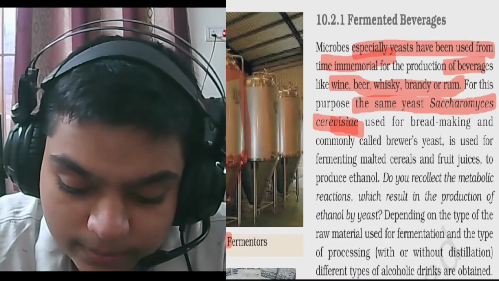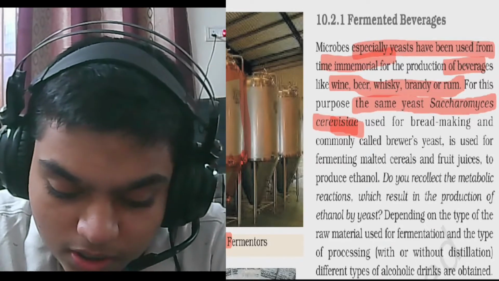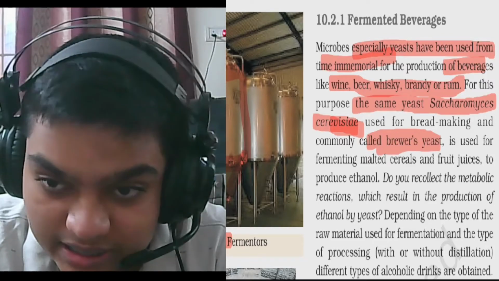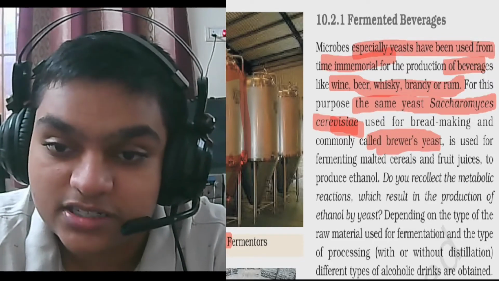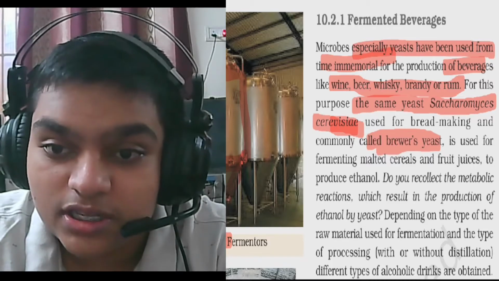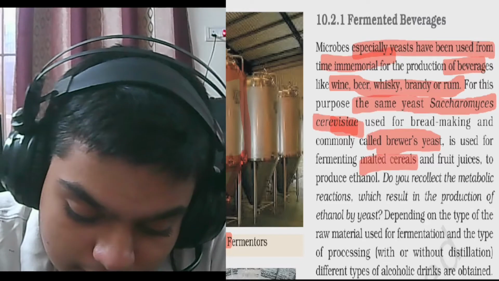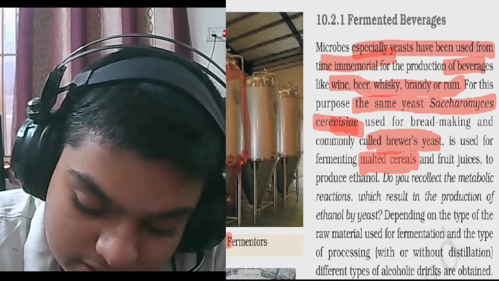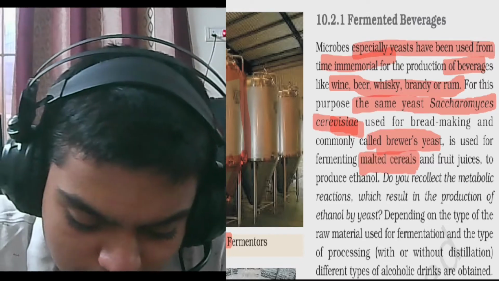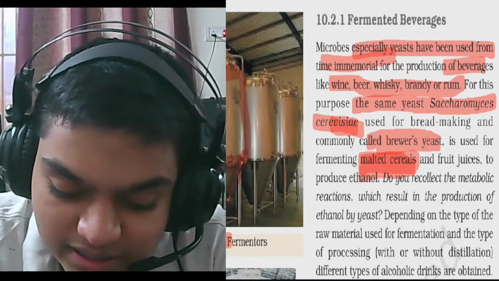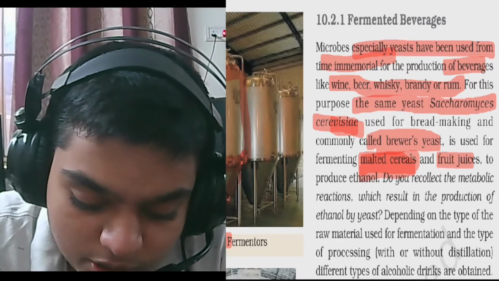In bread making, that yeast is called baker's yeast, and here it is called brewer's yeast. It is used in the fermenting of malted cereals and fruit juices to produce ethanol.